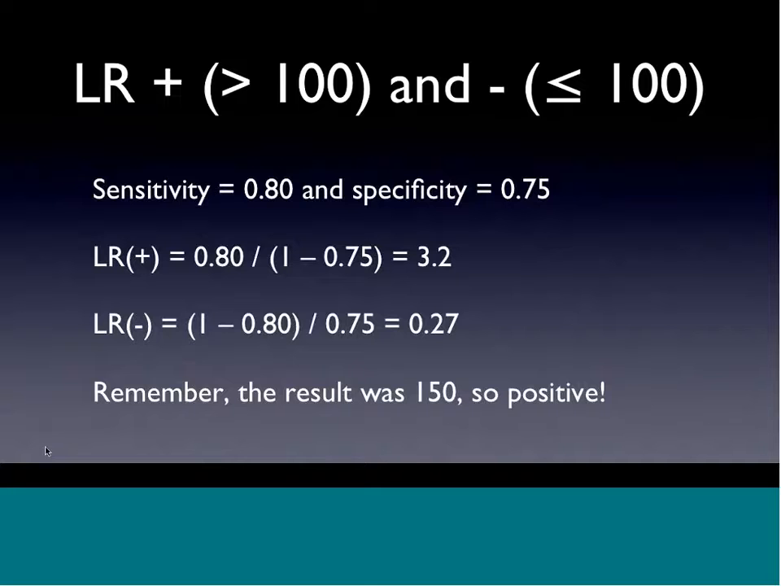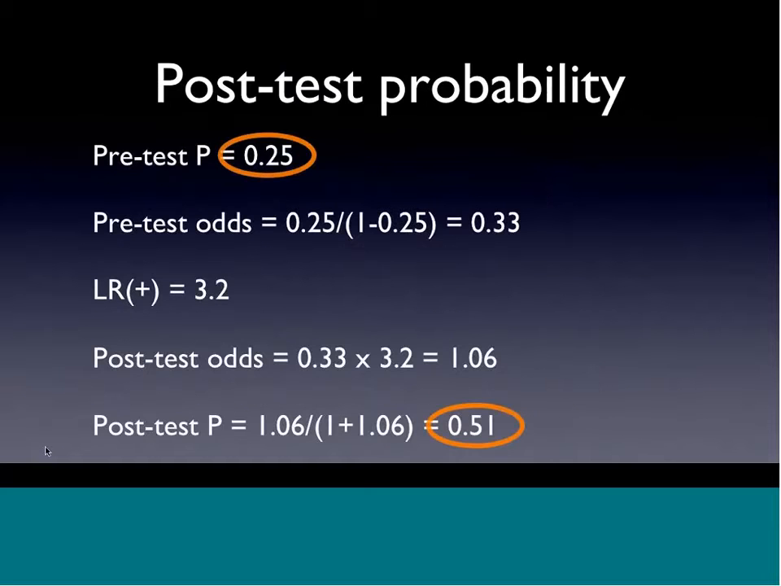So remember again, the result was 150, so it was positive. Pre-test probability of 25%, pre-test odds 0.33. The positive likelihood ratio was 3.2. The test was positive, so that's the number we'll use. You multiply 0.33 by 3.2, you get 1.06. Your post-test probability is 51%. So you basically double the probability that the patient has a disease based on the result of the test you applied.